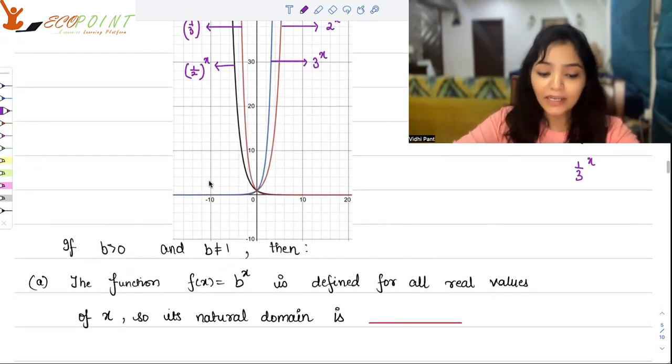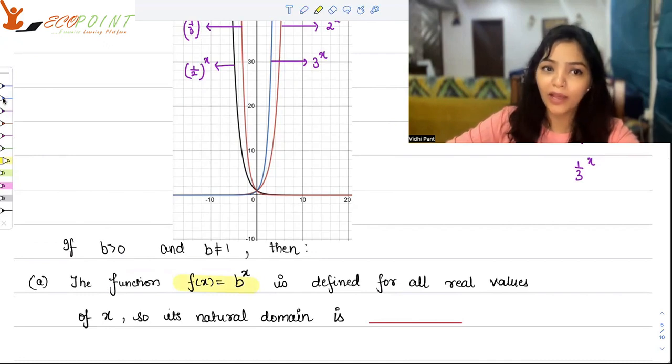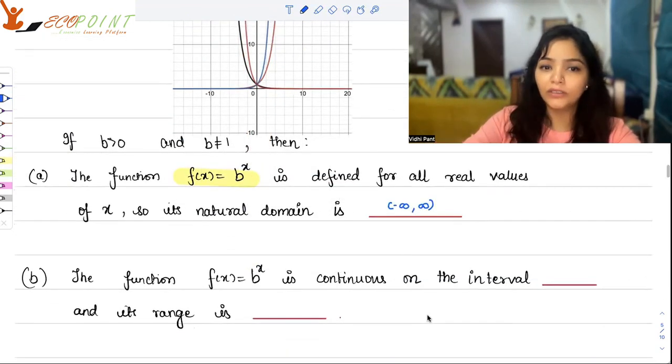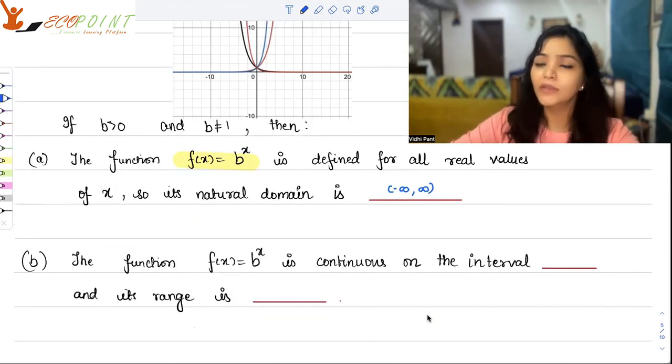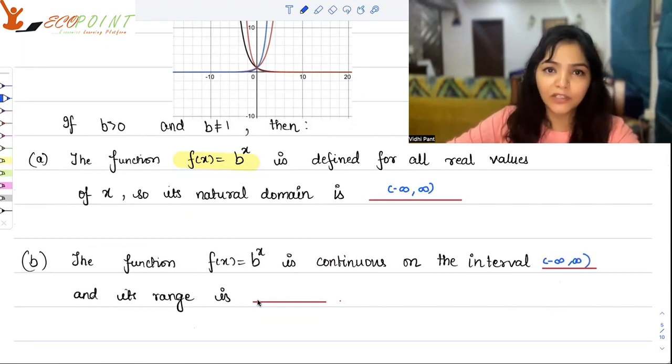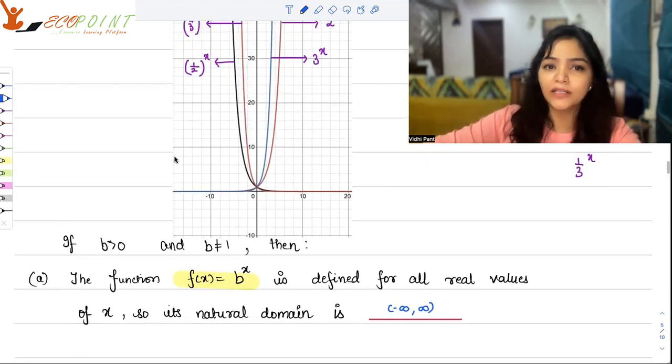If b is greater than 0 and b is not equal to 1, then point number 1 that you must note, the function f(x) equals b to the power x is defined for all real values of x. So its natural domain would become minus infinity to infinity. And on the other hand, the function b to the power x is continuous. Number 1, it's continuous on the interval minus infinity to infinity. And its range is the outcome that you will get. Can you see in these graphs, what is the kind of outcome that you're getting?